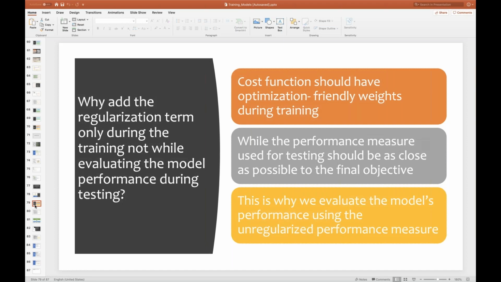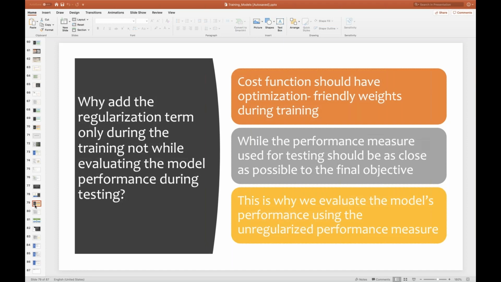Now we may ask a question, what is the difference between weights and the final objectives? Very simple. The cost functions should have optimization-friendly weights during training, while the performance measure used for testing should be as close as possible to the final objective. When your weights are optimization friendly, you need not worry about the final objective. But here, the final objective must be as close as possible. This is the reason why we evaluate the model's performance using the unregularized performance measures.